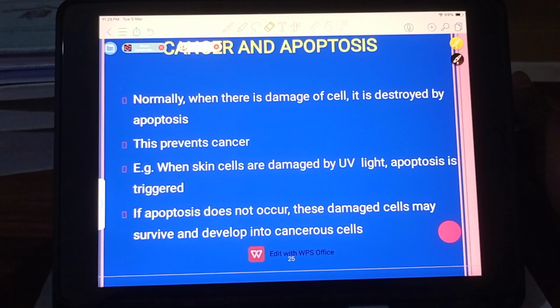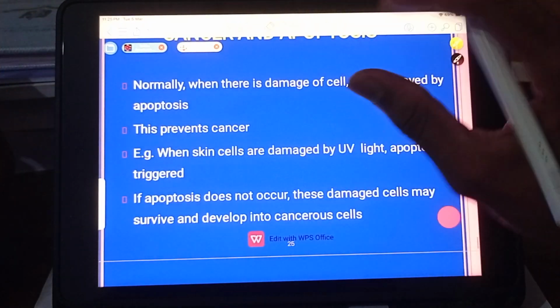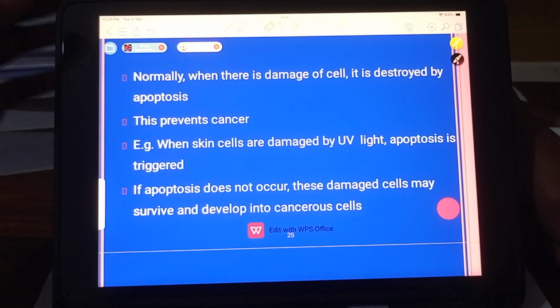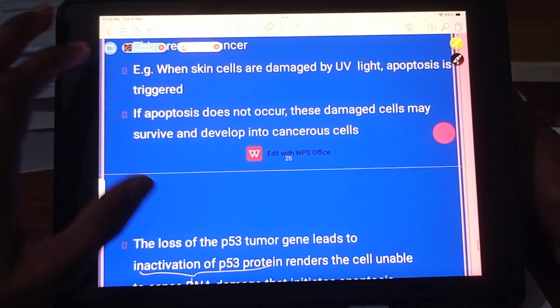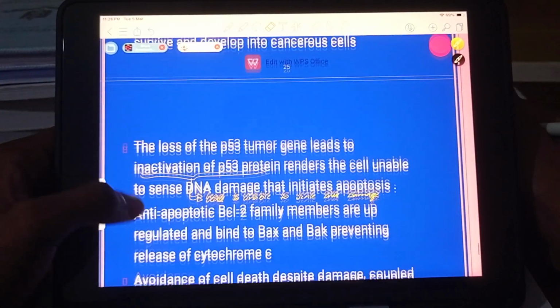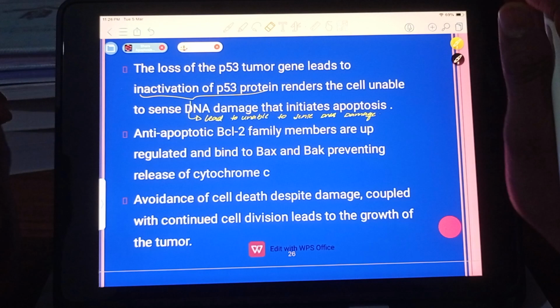After understanding this basic concept, we can read this. Normally when there is damage to a cell, it is destroyed by apoptosis. This prevents cancer. When the skin is damaged by UV light, apoptosis is triggered. If apoptosis does not occur, these damaged cells may survive and develop into cancer cells. I have told you already, and this is the thing that you have to understand.